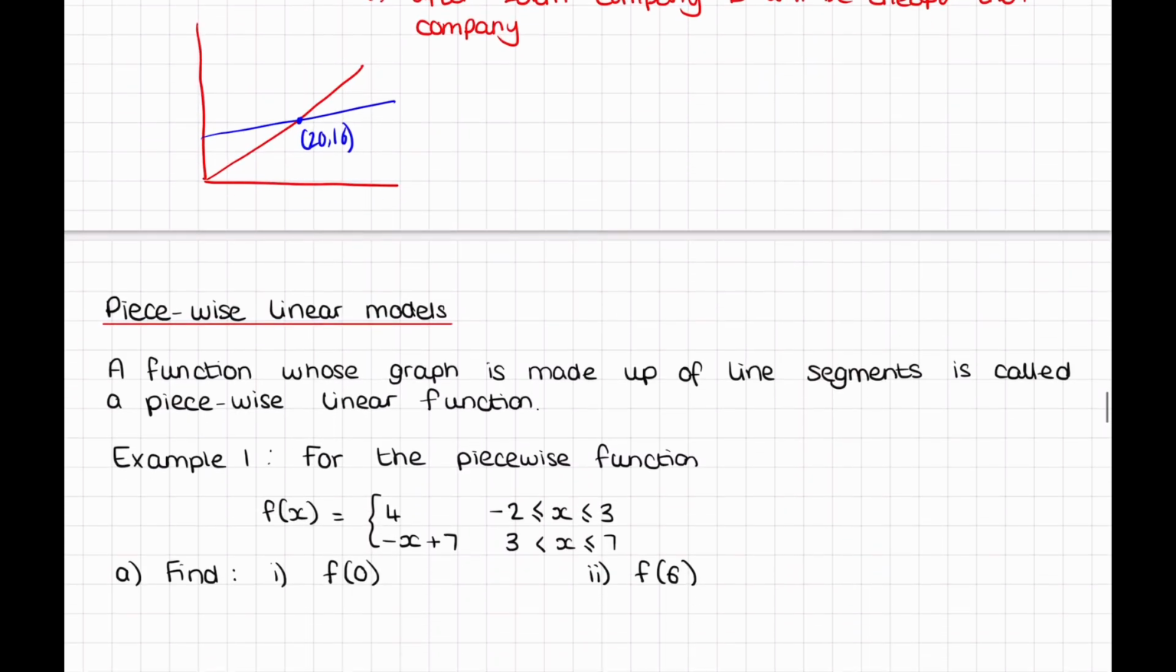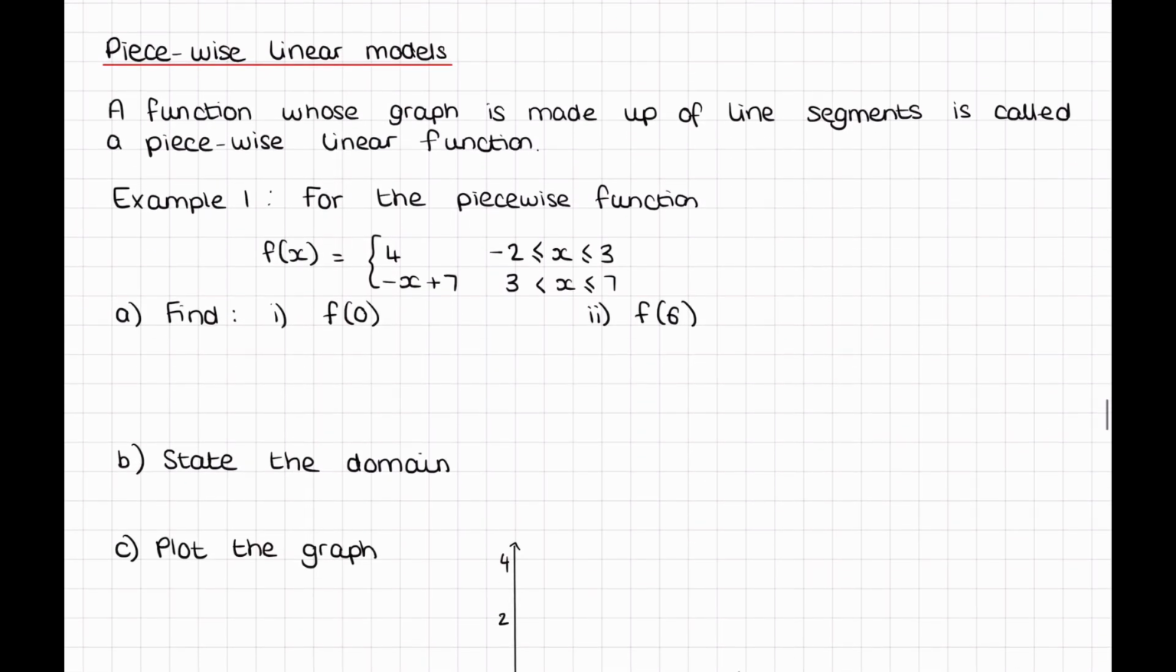Now, if we look at piecewise linear models, a function whose graph is made up of line segments is called a piecewise linear function. I'm going to go straight into examples to show what this looks like. So in this example, we've got the piecewise function, f of x equals. Now with the piecewise, we'll always have this big bracket, and we'll have two, you could even have more, 3, 4, 5 different parts to the function.